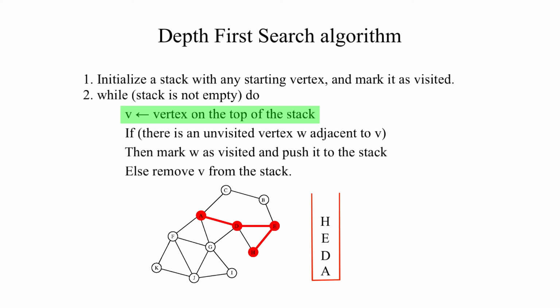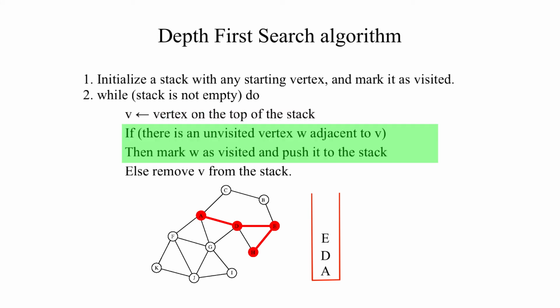Continuing, we take the next vertex from the stack, vertex H. If there is an unvisited vertex adjacent to H, we mark it as visited, and push it to the stack. Every vertex adjacent to H has been visited. Thus, we remove H from the stack. Take the next vertex from the stack, vertex E. If there is an unvisited vertex adjacent to E, we mark it as visited, and push it to the stack. So, we mark vertex B as visited, and push it to the stack.